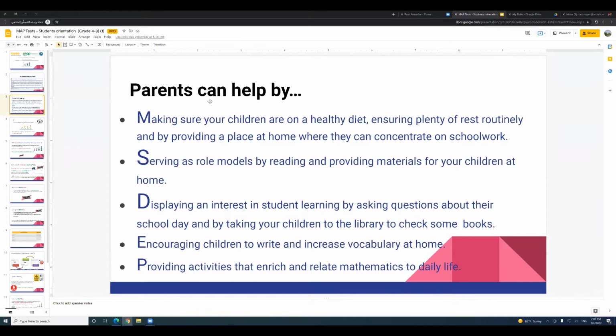Encouraging children to write and increase vocabulary at home could be achieved by encouraging your child to prepare a grocery list, for example, or keeping a daily journal, as well as playing various word games. They can help also by providing activities that enrich and relate mathematics to daily life, such as managing money or cooking.